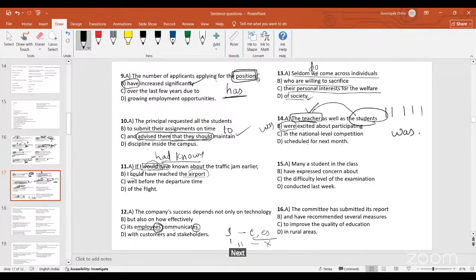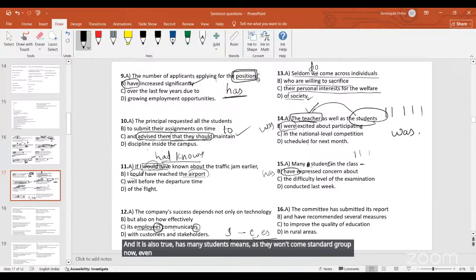Next, many a student in the class have expressed concern about the difficulty level of the examination conducted last week. The error is in option B, sir. Okay. Many a student in the class has expressed concern, sir. But is this sentence correct? Many a student. Many of the students. So here, it is many students actually. So it's not a, and it is also true, as many students means they won't come under a group now. Even many students, like individually.